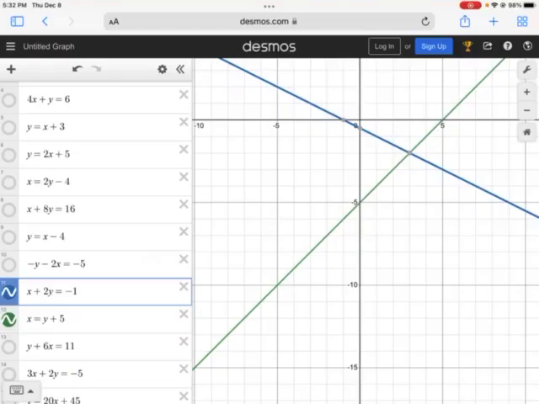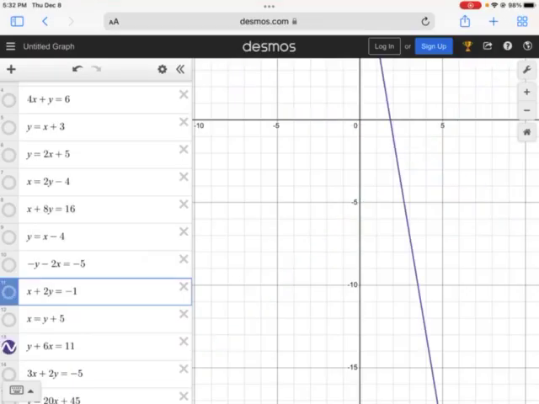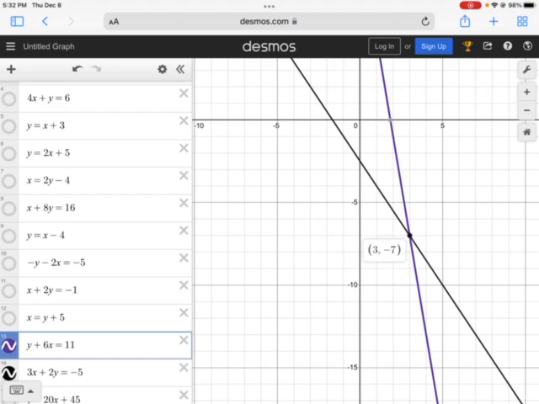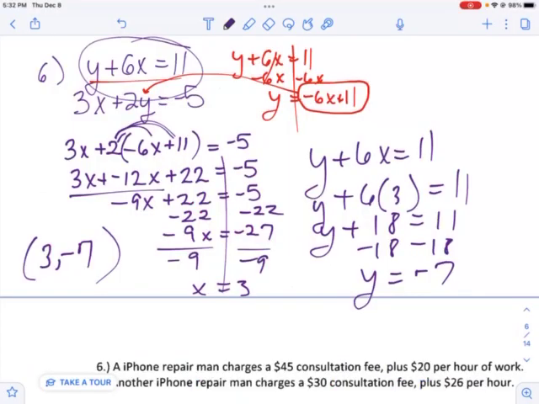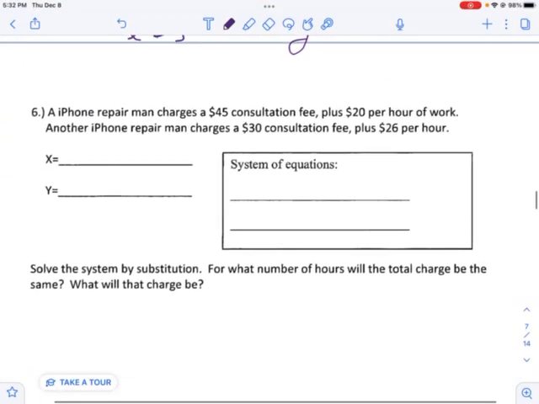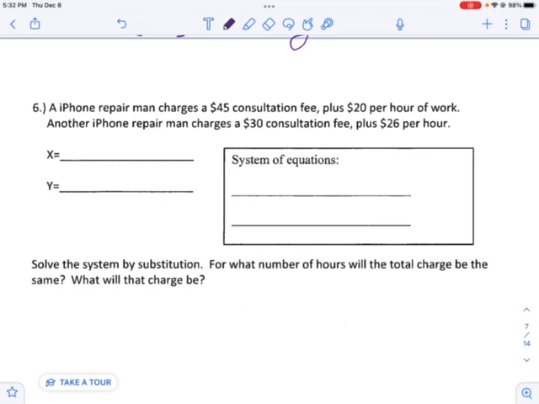All right, so we have an iPhone repairman who charges a $45 consultation fee plus $20 per hour of work. Another iPhone repairman charges a $30 consultation fee and $26 per hour. We're going to define our variables here and then write our system of equations. We'll solve using substitution and answer: for what number of hours will the total charge be the same, which means equal, and what will that charge be?